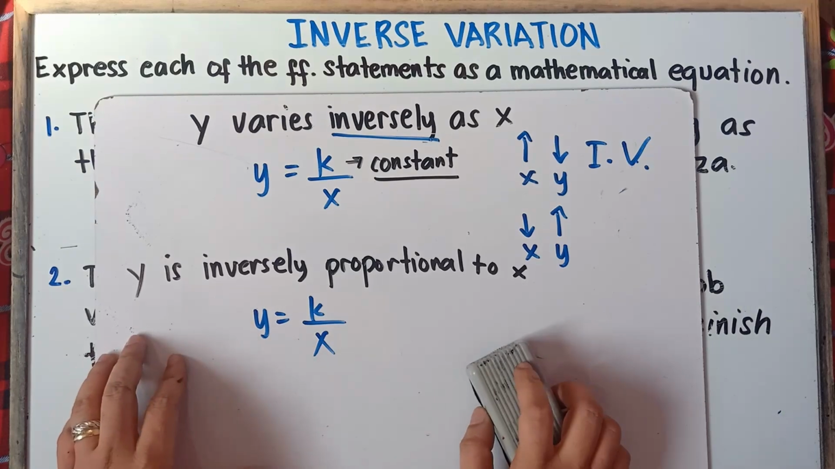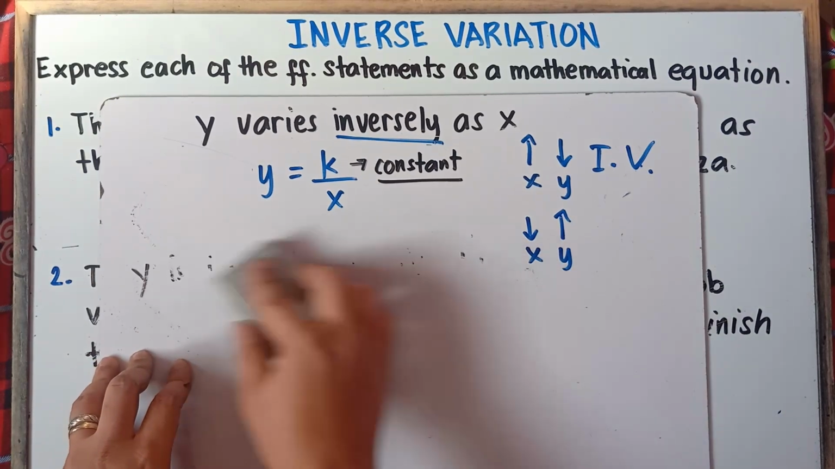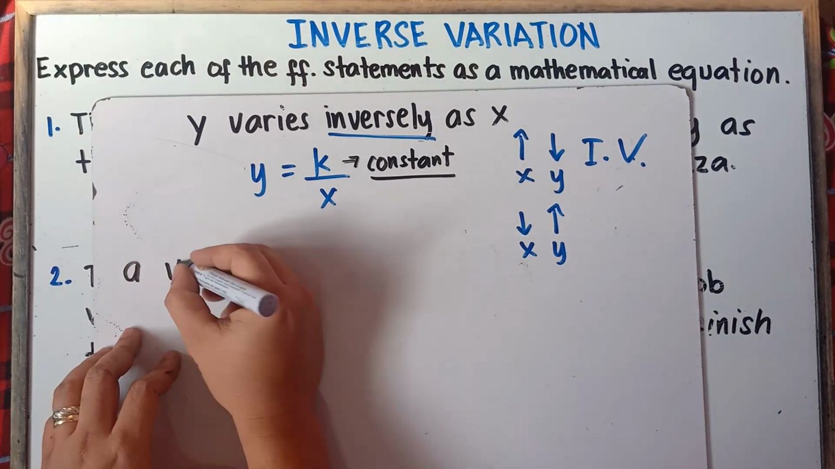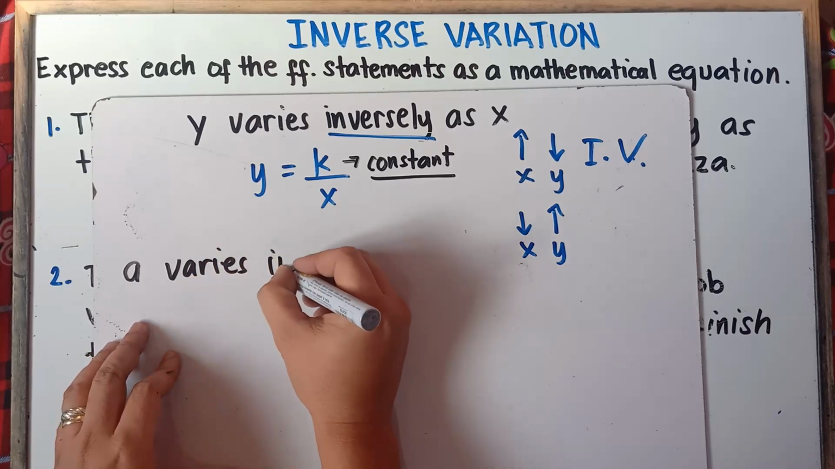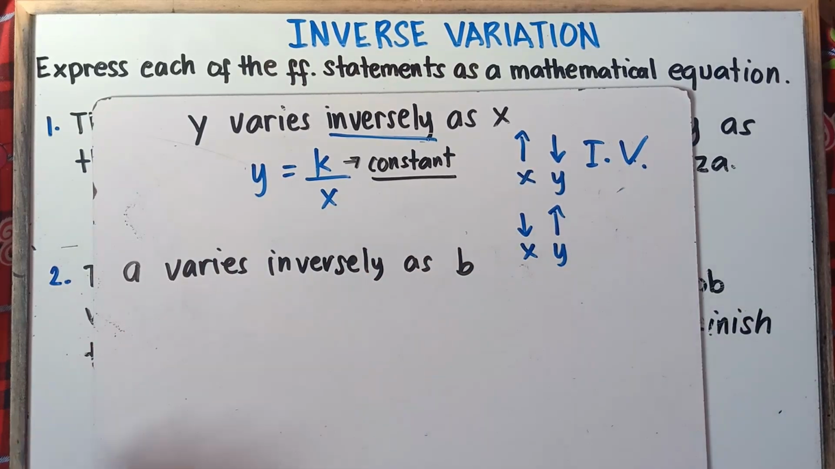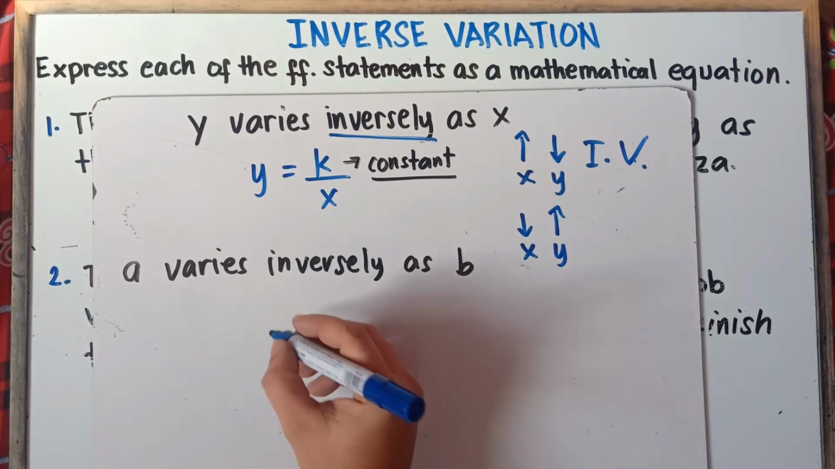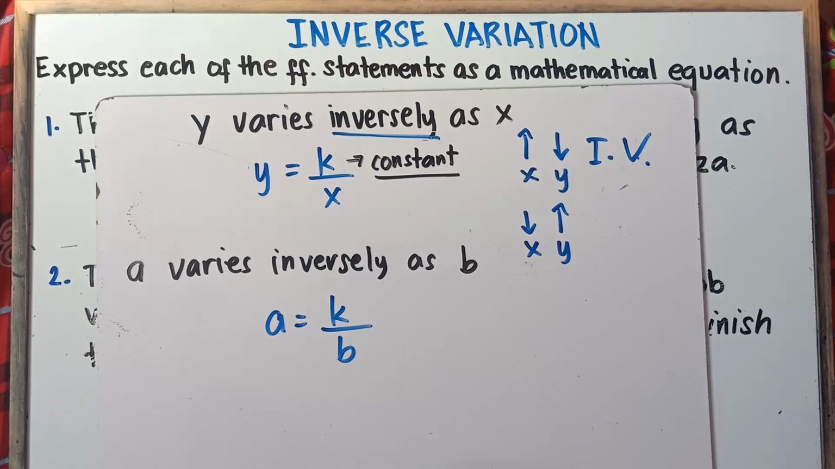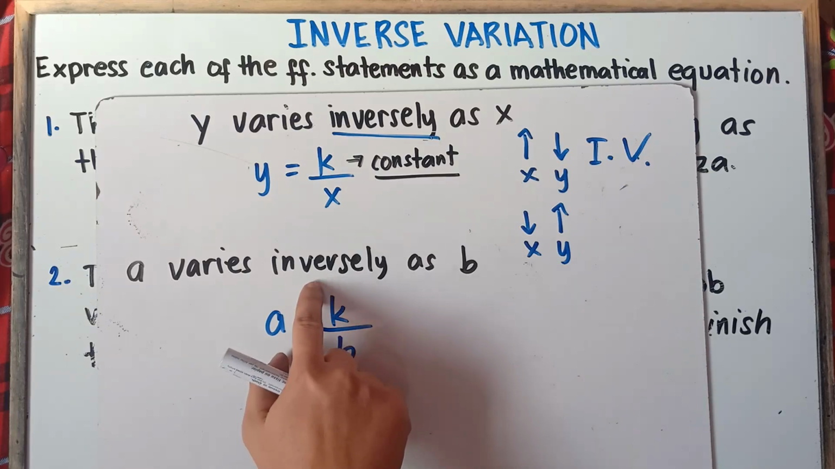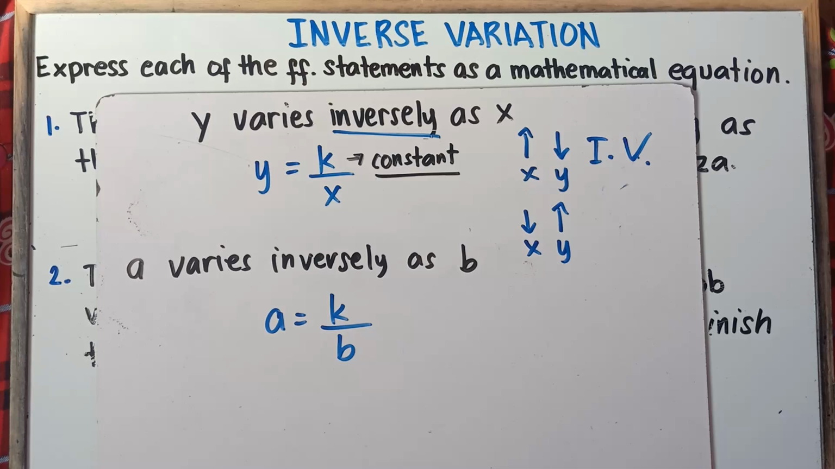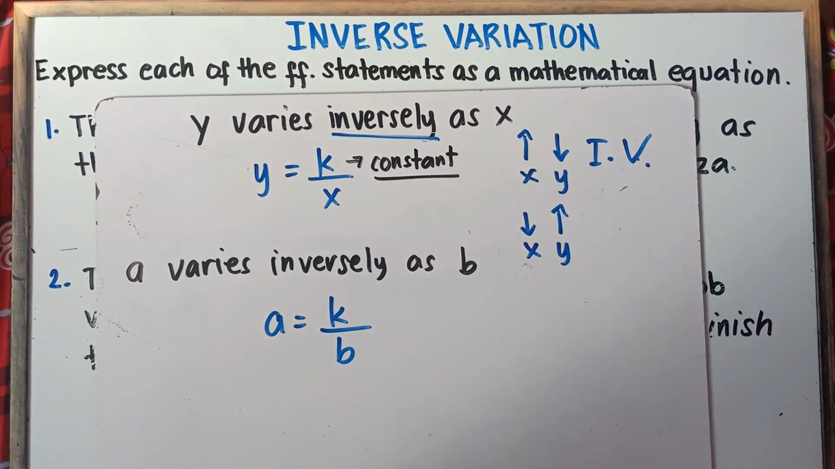Let me give you another example, class. Let's have another letter. What if I say A varies inversely as B? How will you write this, class? Could you try? A varies inversely as B. That's correct. It should be A equals K over B. So you always deal with K, and K is what we call the constant. Inversely, there's something to do with division. That's why we have A equals K over B. So I hope you understand this, class, with regards to inverse variation.